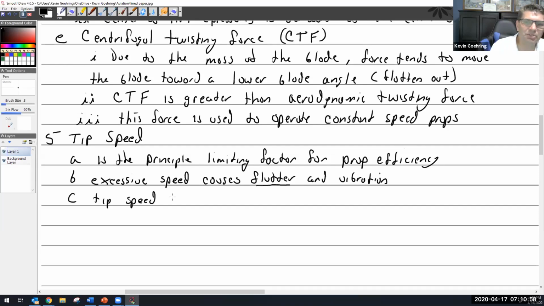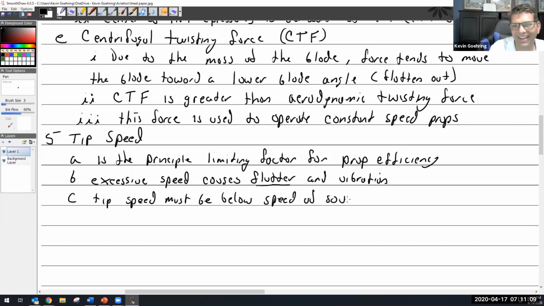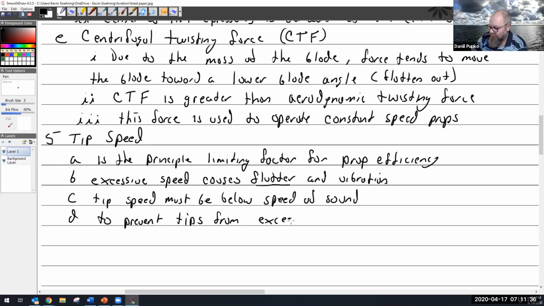So anyway, tip speed must be below the speed of sound, must be below. They didn't do it so they could save time in SeaWorld. Yes. Save time, go to funeral. Must be below the speed of sound. I actually would say it's got to be below transonic even. So, to prevent tips from exceeding sonic speed.